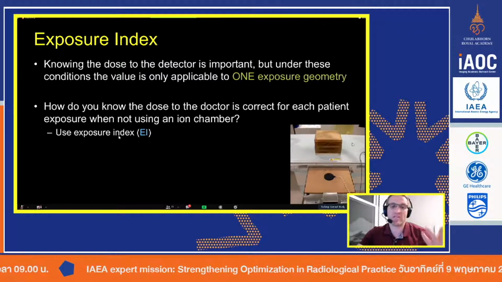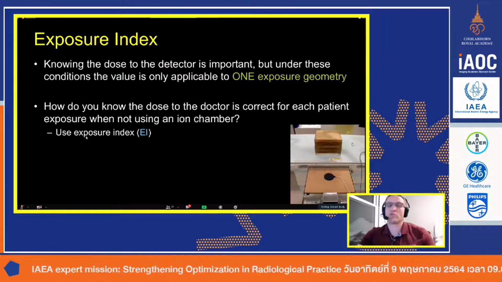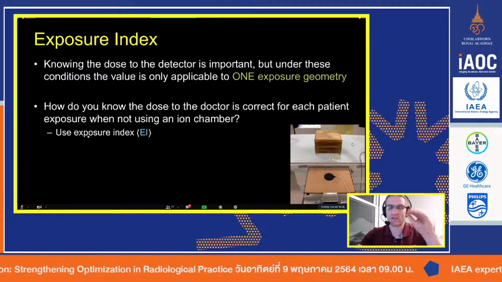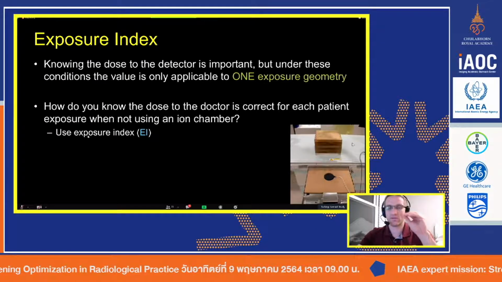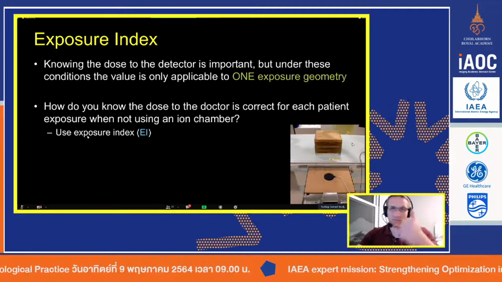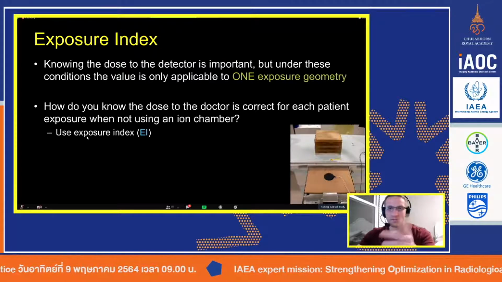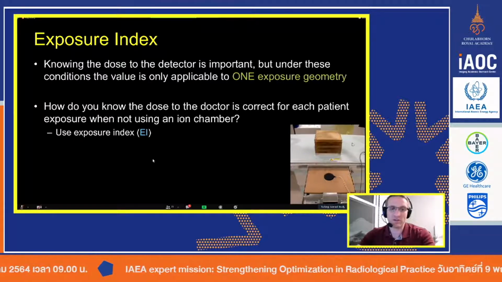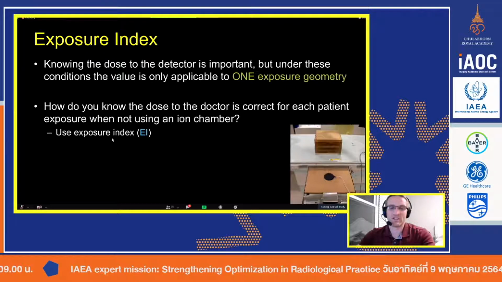There is a value called the exposure index. So we talked about that. That's one of the unique exposure metrics or dose metrics in DR and CR. It's not in fluoro, it's not in all the other modalities, like CT, for example. It's unique to DR and CR.